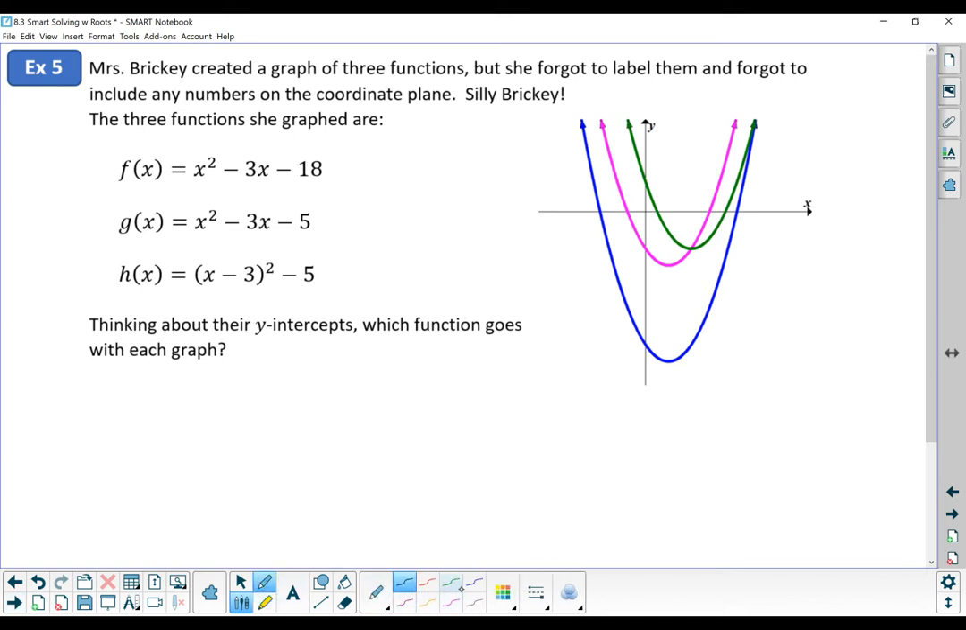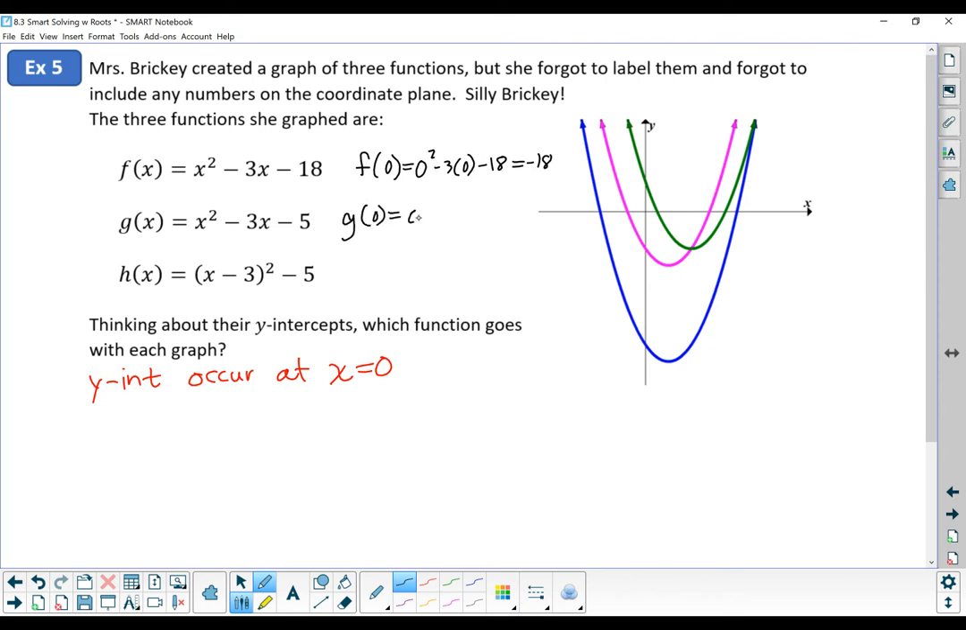So we are thinking about y-intercepts right now for a second. Y-intercepts occur at the x value 0. So this y-axis is where x is equal to 0, and we are looking for where the functions cross that line. So that means if we sub 0 into our functions, we will get the y-intercept. F of 0 here is 0 squared minus 3 times 0 minus 18. So the y-intercept of this first function f is negative 18.